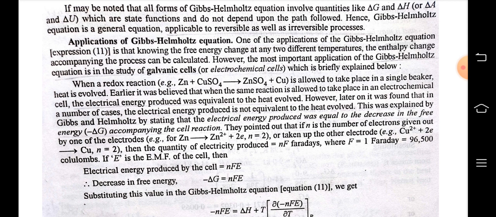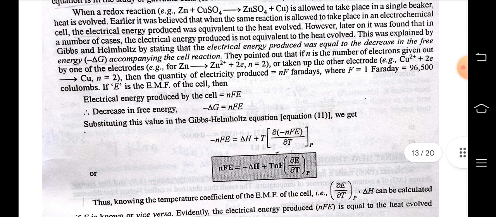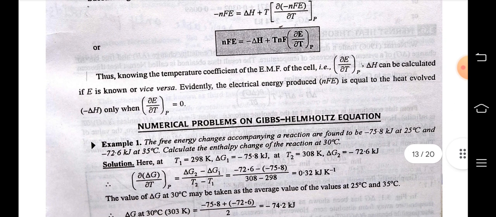They pointed out that if n is the number of electrons given out by one of the electrodes taken upon the other electrode, then the quantity of electricity produced is equal to nF Faradays, where F is equal to 1 Faraday, which is equal to 96500 coulombs. If E is the EMF of the cell, then electrical energy produced by the cell is equal to nFE. Minus del G is equal to nFE, the decrease in the free energy. Substituting this value gives Helmholtz equation: nF is equal to minus del H upon T, nF, curly E upon curly T at constant pressure.